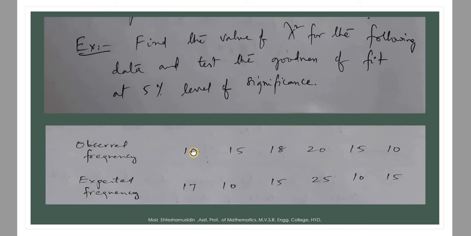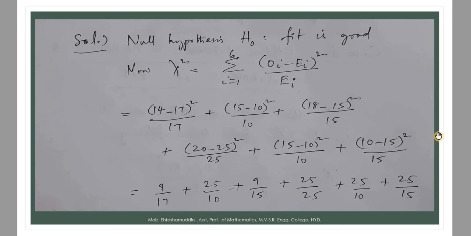There is a difference between 14 and 17. There is a difference between 15 and 10, but whether this difference is significant or negligible, let us see by checking the chi-square test values. Now first we set up the null hypothesis, the neutral hypothesis, that the fit is good. We don't have any problem with that, we will assume the fit is good.